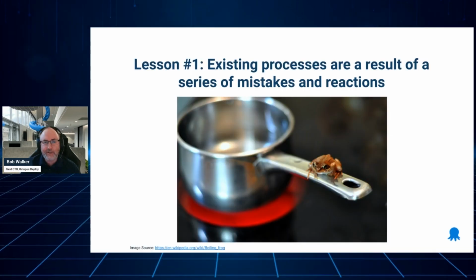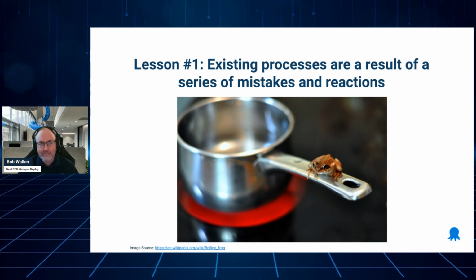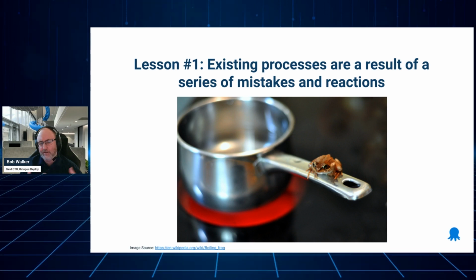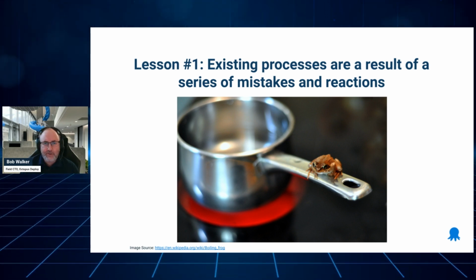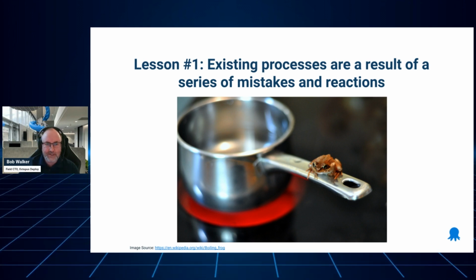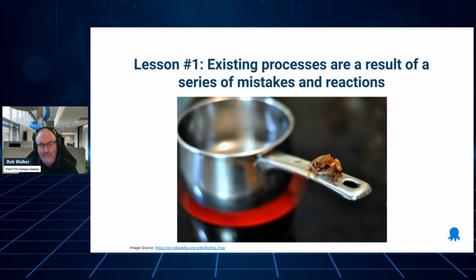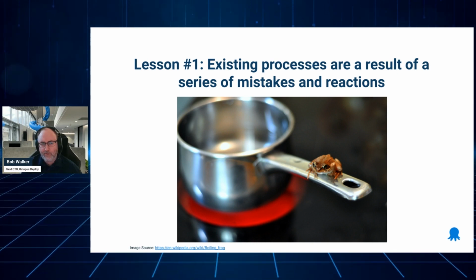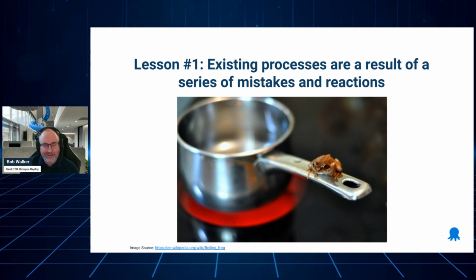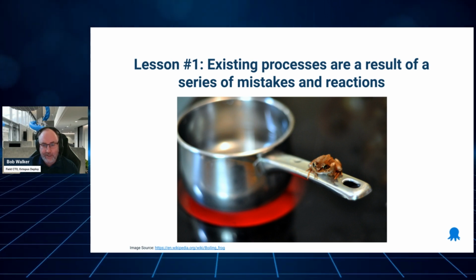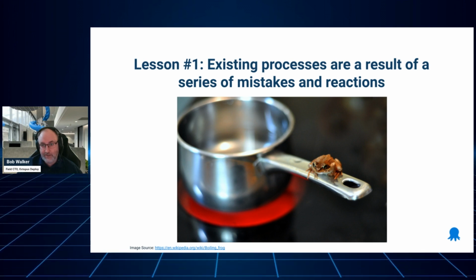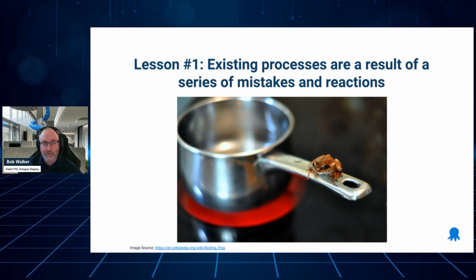This brings me to my very first lesson, which is existing processes that are out there, especially if you are starting today building out your own golden path. Oftentimes what you're going to see is a result of a series of mistakes and reactions to those mistakes. One of the analogies I love to use is the boiled frog analogy, which is that a frog will never jump into boiling water. However, if you place a frog into tepid water and slowly raise the temperature, the analogy goes that it will eventually not realize that it's boiling until it's almost too late.